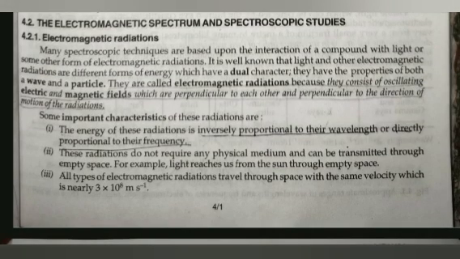First is electromagnetic radiation. Many spectroscopic techniques are based upon the interaction of compounds with light or some other form of electromagnetic radiation. It is well known that light and other electromagnetic radiation are different forms of energy which have a dual character. They have the properties of both a wave and a particle. They are called electromagnetic radiation because they consist of oscillating electric and magnetic fields which are perpendicular to each other and perpendicular to the direction of motion of the radiation.